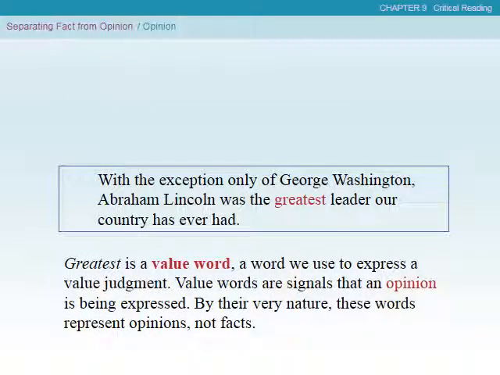Okay, so greatest is considered a value word, and if you're on page 337, there's a list of value words there.